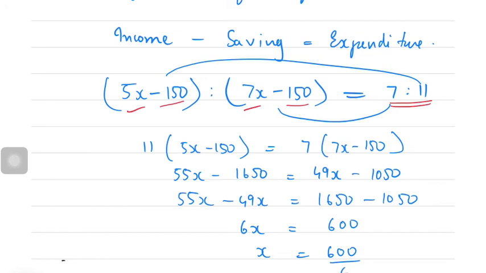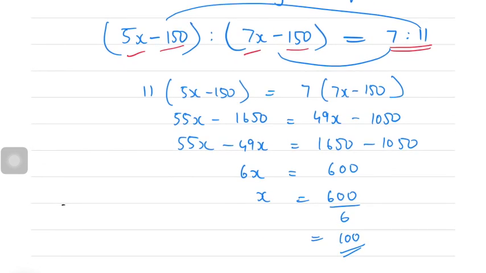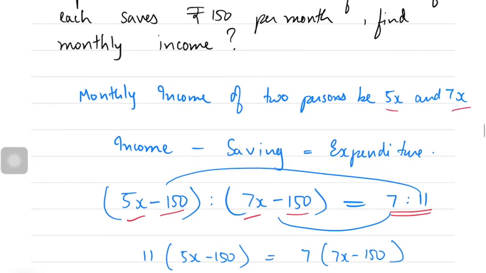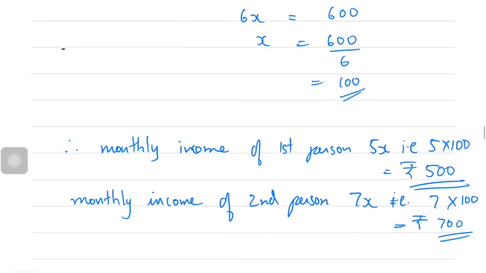So the product of extremes is equal to the product of means, right? So 11 into 5x minus 150 is equal to 7 into 7x minus 150. You solve this, you get x is equal to 100. Now you know the value of x, you can find out 5x and 7x. Right? This is the way you solve this kind of problems.